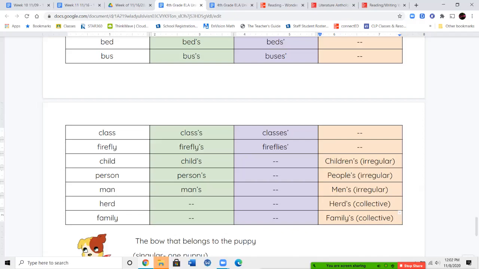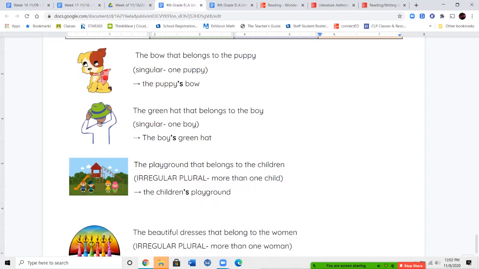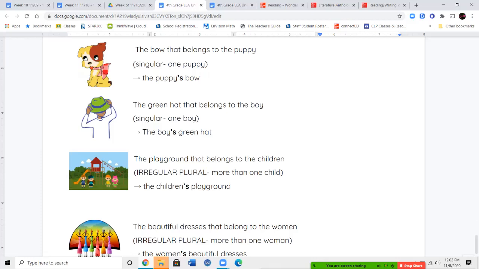So I've got some pictures down here to show you what I mean. So I can talk about the bow that belongs to the puppy. Since this is a singular noun that I'm going to make possessive, I'm going to say the puppy's bow, apostrophe S. The green hat that belongs to the boy. Boy is a singular noun. I'm going to say the boy's green hat. So boy, apostrophe S. That apostrophe S tells me that this green hat belongs to this one boy.